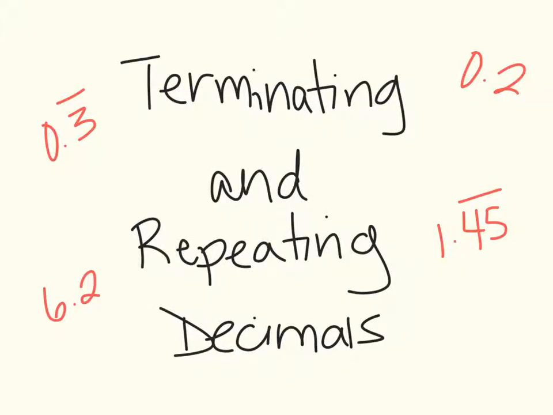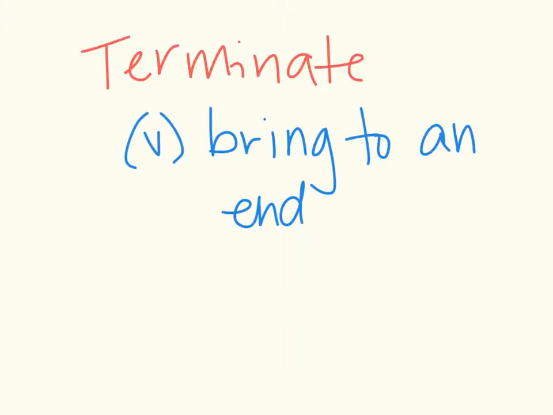This screencast is going to talk about terminating and repeating decimals. So there are two types of decimals. The first type is a terminating decimal, and the second is a repeating decimal. So let's go ahead and take a look at what it means to terminate.